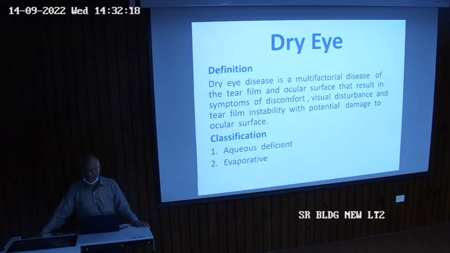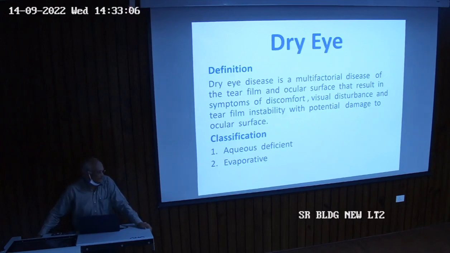Then comes the dry eye, because many times you say the cornea is dry, the conjunctiva is dry, dryness of the part. Nowadays this is a very common disease. Definition: dry eye disease is a multifactorial disease of the tear film and ocular surface that results in symptoms of discomfort, visual disturbances, and tear film instability with potential damage to the ocular surface. Deficiency of the tear causes visual disturbance, and this is a dryness of the ocular surface disease. It is a combined mechanism, a group of disorders.